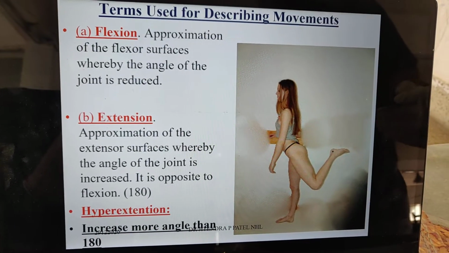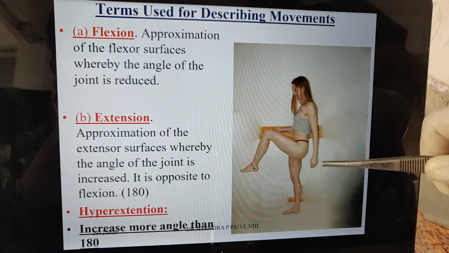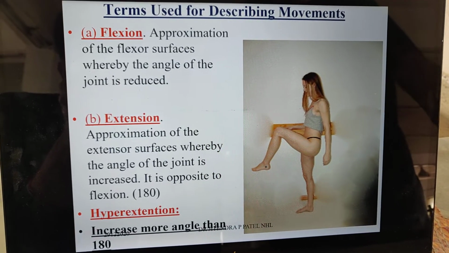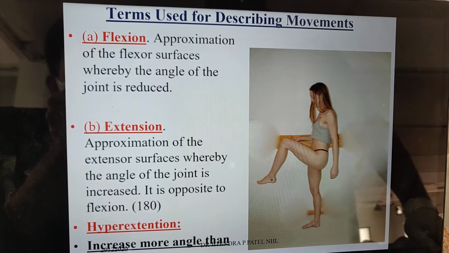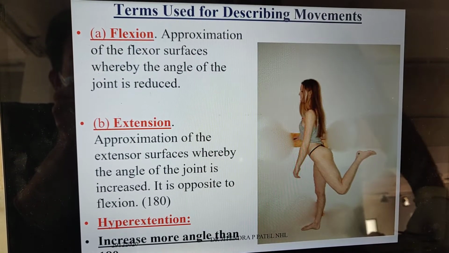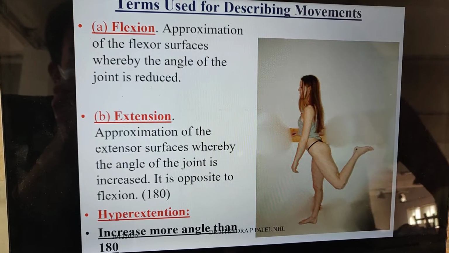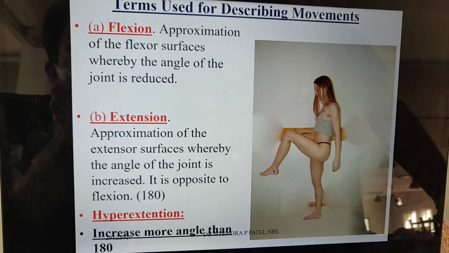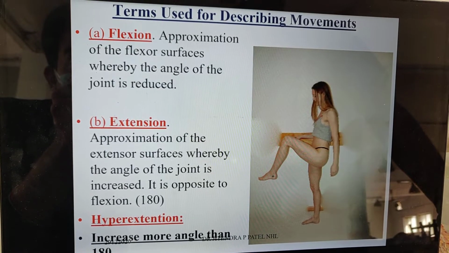The flexion means, here you can see this is the hip joint flexion. When the leg goes anteriorly, it is called the flexion. When it goes backside, it is called the extension. So approximation of the flexor surface where the angle of the joint reduces is called the flexion. Approximation of the extensor surface where the angle of the joint increases, opposite to the flexion, is called the extension. Hyperextension is when some joints increase the angle more than 180 degrees.